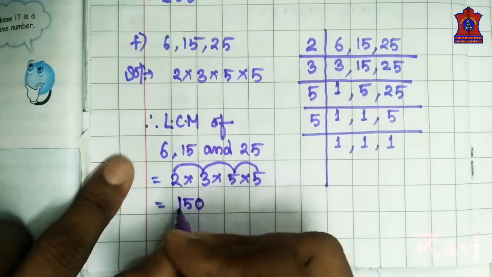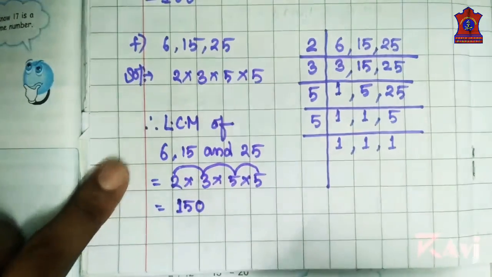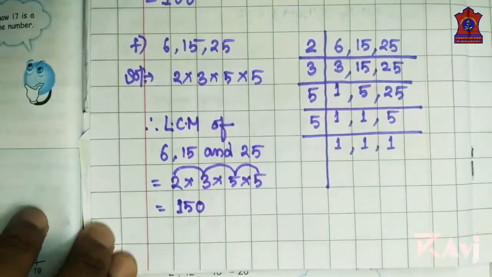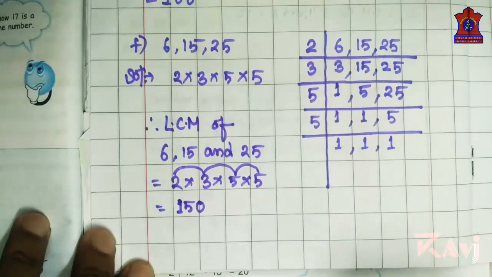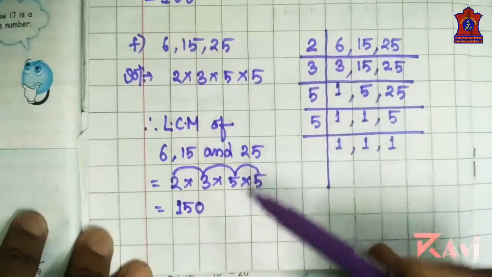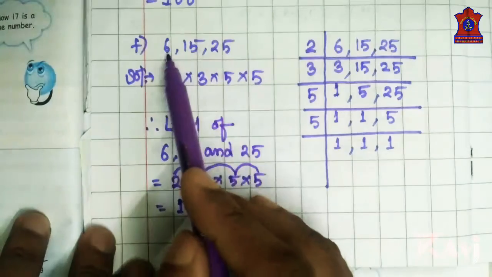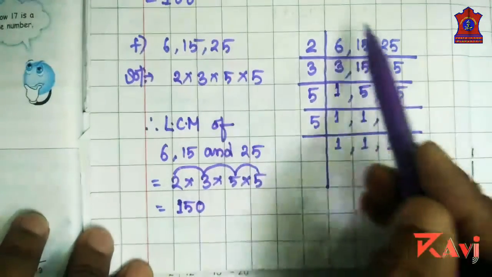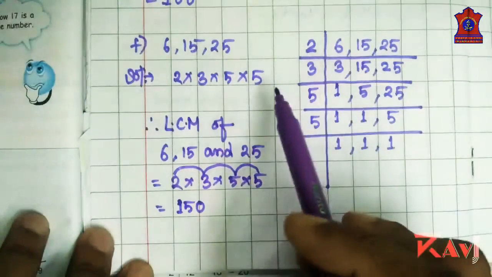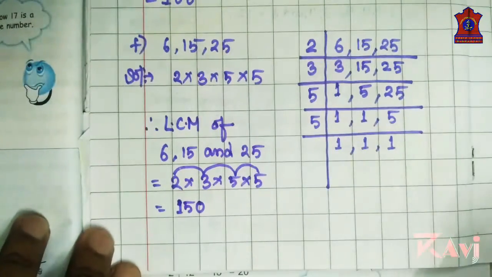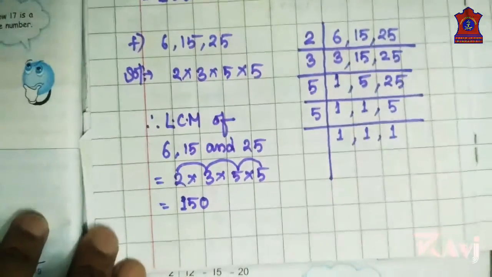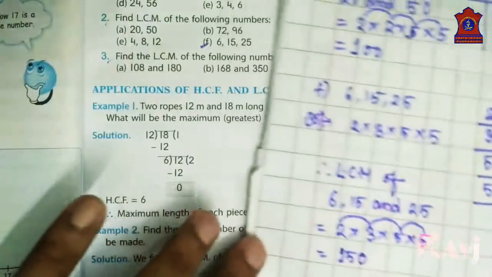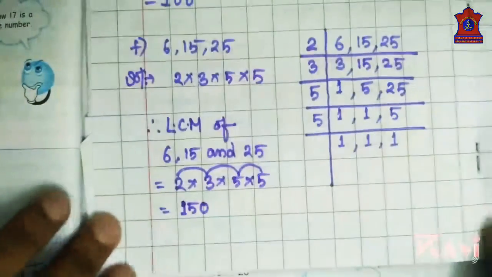30 5s are 150. If you don't know, 3 5s are 15 and 0 will be there. So, clear? So, here we have found the LCM of 6, 15 and 25 in a very easy method. You have to use the same method to find the LCM of all the other questions, rest of all questions.